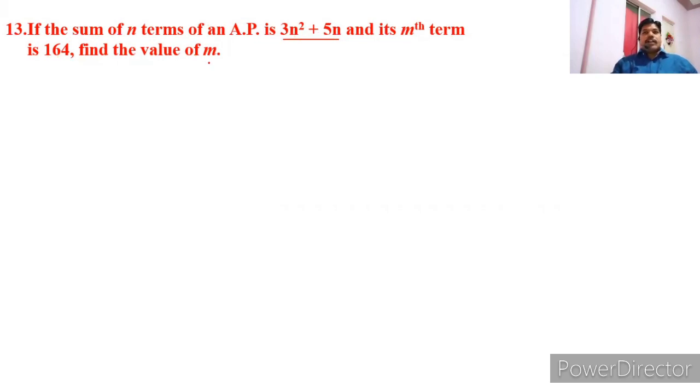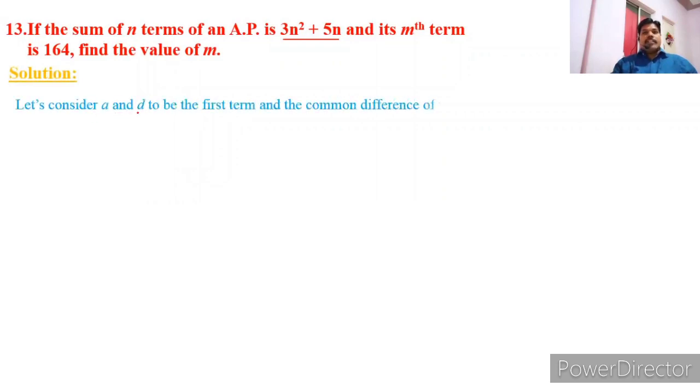First see that I will take that one. Let a be the first term and d be the common difference of the arithmetic progression respectively. And they are given in the question mth term is 164. What is the meaning of mth term? Mth term formula is nothing but a plus m minus 1 into d is equal to 164. So and also they are given the sum of n terms of an arithmetic progression is 3n square plus 5n.